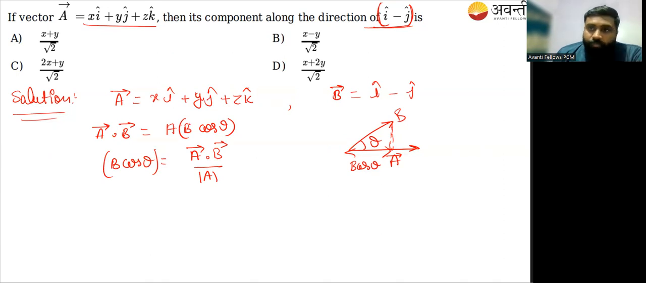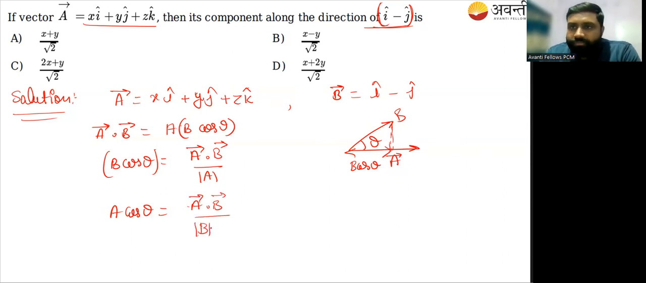Now, in this equation, we get to know the component of B vector in the direction of A. If I want to know the component of A vector in the direction of B, it will be very simple. Multiply with A cos theta, and this will be A vector dot B vector divided by the magnitude of B vector. Now, in this question, which vector component do we have to calculate? Vector A in this direction. So this same formula will apply for this question also.